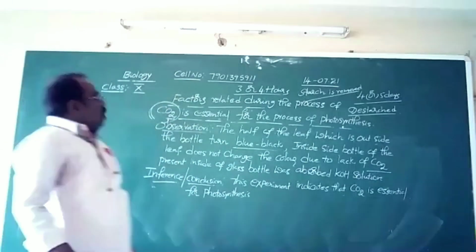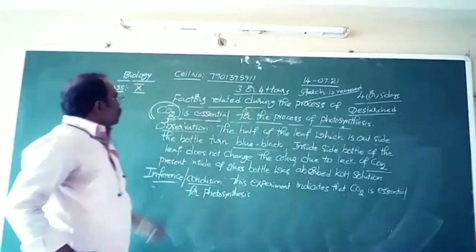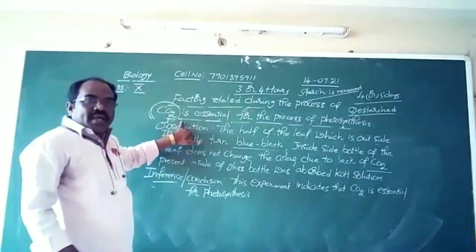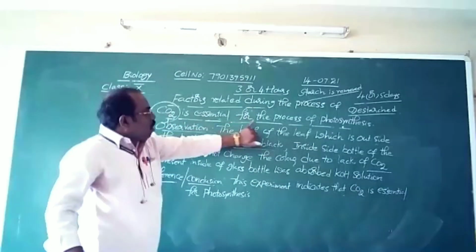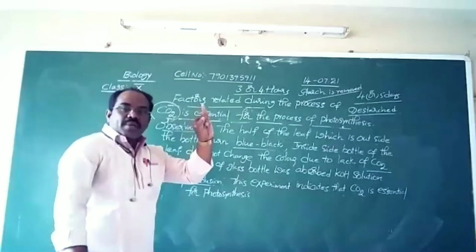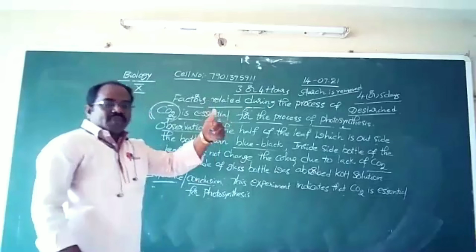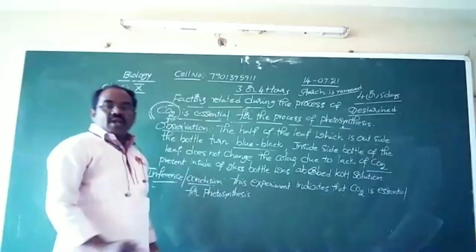This is one of the experiments on factors related to the process of photosynthesis. Carbon dioxide is essential for the process of photosynthesis. Aim, apparatus, procedure, observation, and inference. Write this down.